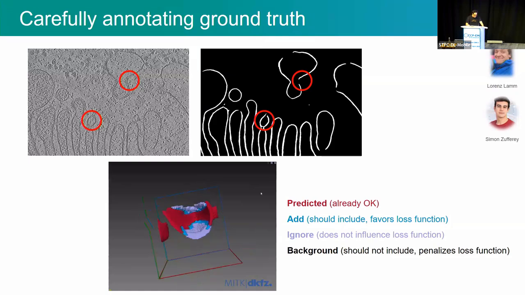In this example, in red is what was already predicted. In blue is what should be added to the segmentation in the next training. And in purple is what, because of the missing wedge and noise and some other imperfections in the data, is sometimes hard to be sure whether it is a membrane or not. So these parts can be ignored, and they will not influence the network in any way. We also have another class, which is not explicitly shown here, which is background, which is what should definitely not be segmented.